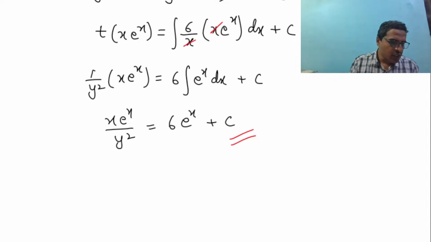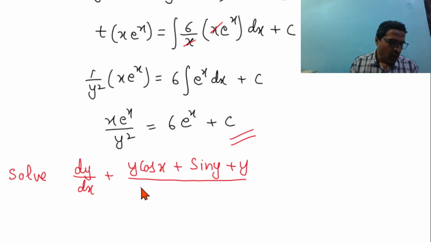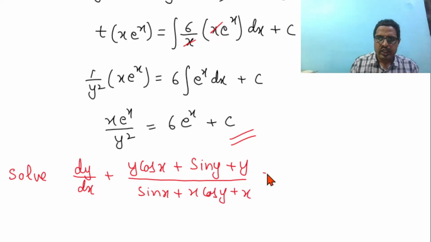The next question is, solve dy by dx plus (y cos of x plus sin of y plus y) whole divided by (sin of x plus x cos of y plus x) is equal to 0. That is the question. So let us try to identify what type of equation this is.